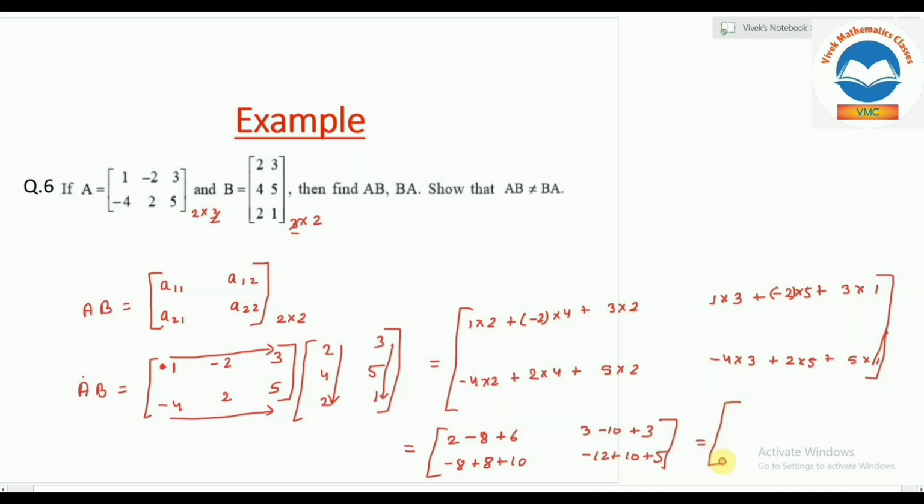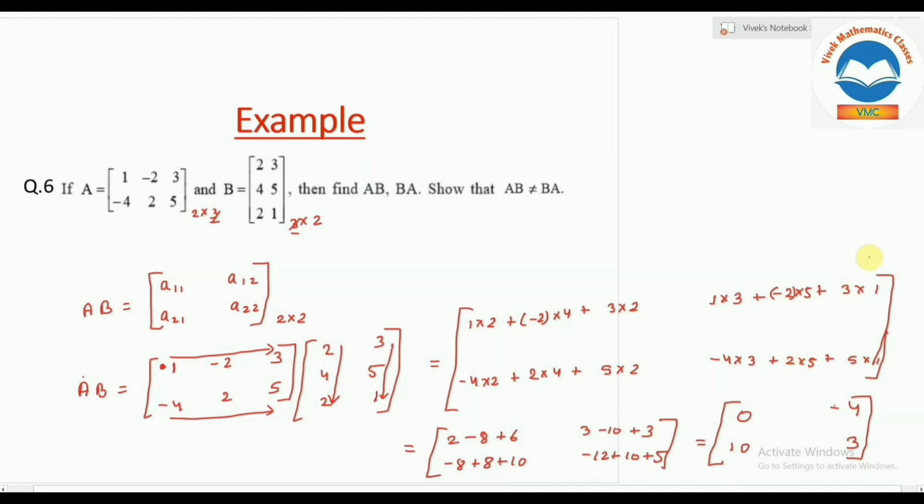If you simplify again, what you will get? AB: here 2 minus 6, 8 minus 8 will be 0. And here what we will get? 3 plus 3, 6 minus 10 will be minus 4. Next 8 will be cancelled out, 10 will be cancelled. Here 10 plus 5 will be 15, minus 12 will be 3. So this will be your AB matrix.